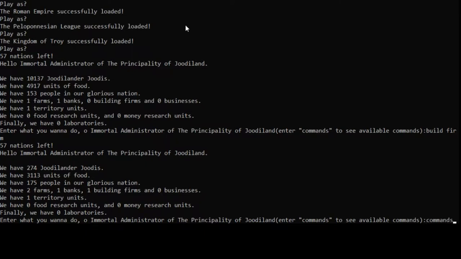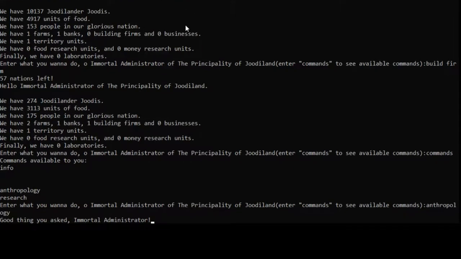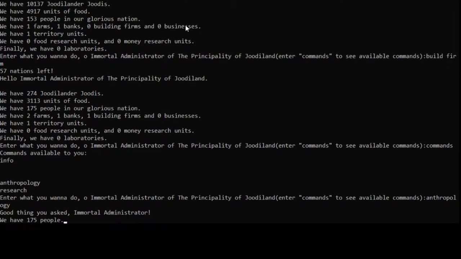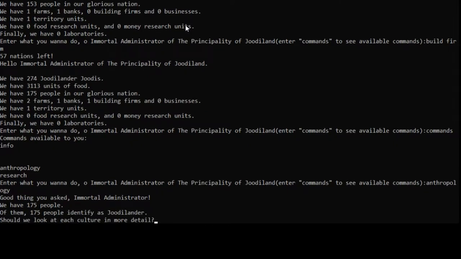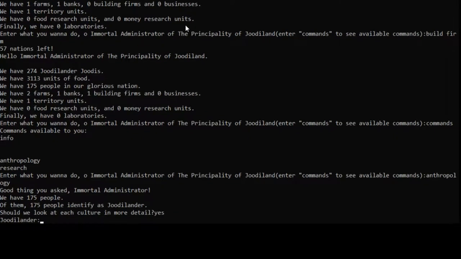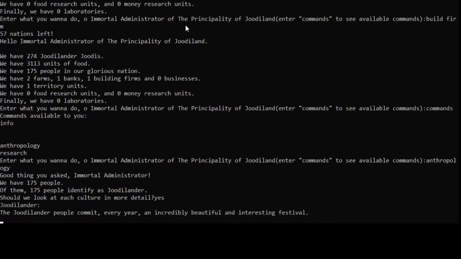And if we go into commands, there is an anthropology command, and if I just go into anthropology, good thing you asked, Immortal Administrator, we have 175 people. Of them, 175 people identify as Joodilander. To look at each culture in more detail, yes. And now we can look specifically at each detail of the Joodilander culture or whatever other cultures you have in your country. So they commit every year an incredibly beautiful and interesting festival.